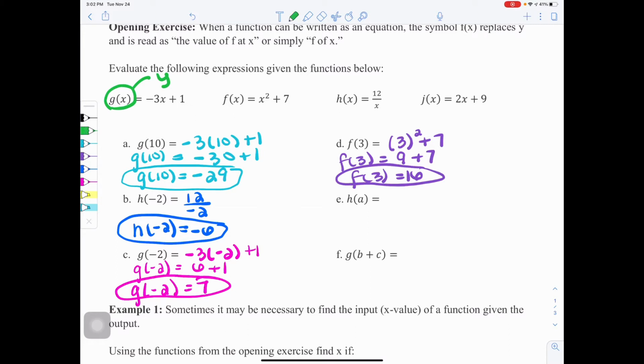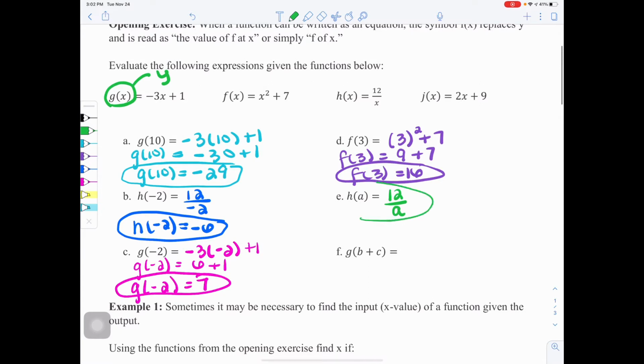In E, h of a, I'm going to go to the top and use my h function. H of x equals 12 over x. So that's 12 over a, and that's it. That is my answer. There's nothing to simplify.